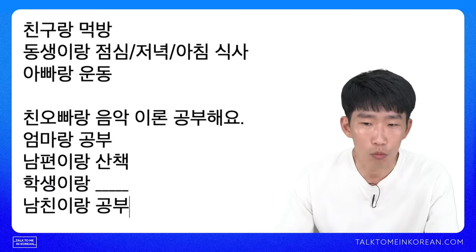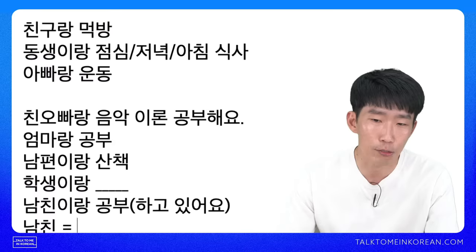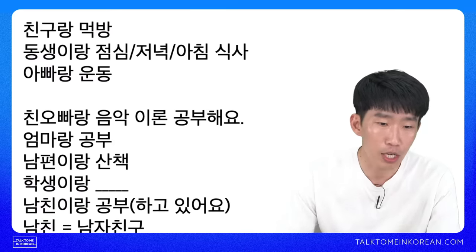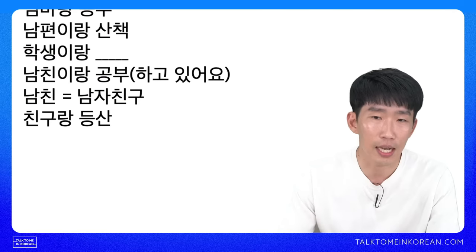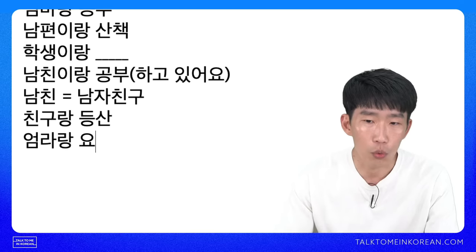남친이랑 공부 하고 있어요. You can say that. 남친. 남친 is 남자친구, right? Like, for short. 친구랑 등산. 등산 is hiking in the mountains with a friend. 엄마랑 요리. Cooking with mom.